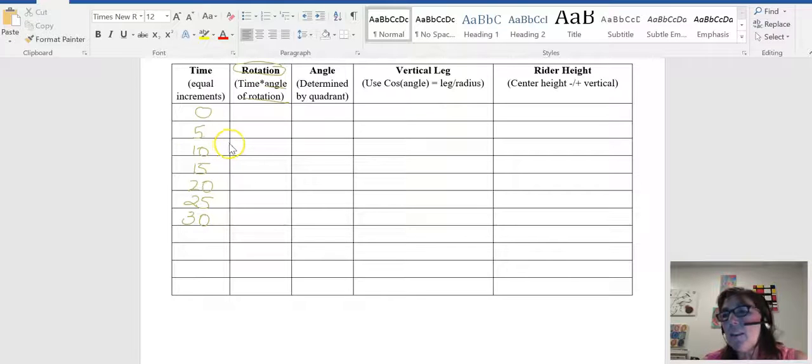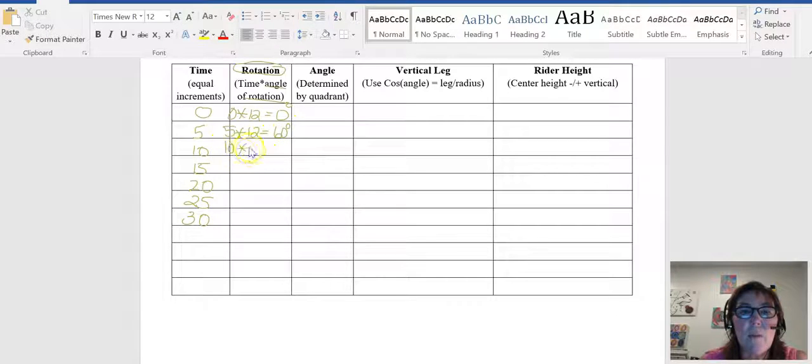Remember, we said that was 12 degrees. So this will be 0 times 12 degrees, which in this case is 0 degrees. Remember, when you get on the Ferris wheel, you're actually starting off at the ground. Next, it would be 5 times 12, which would be equal to 60 degrees.